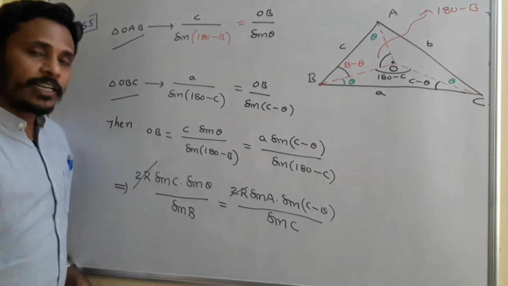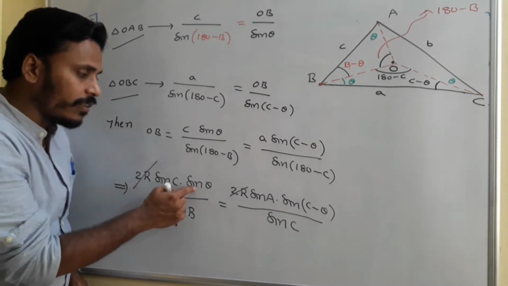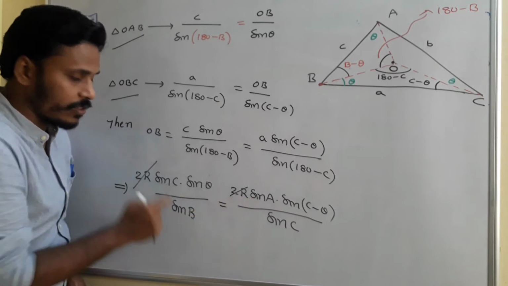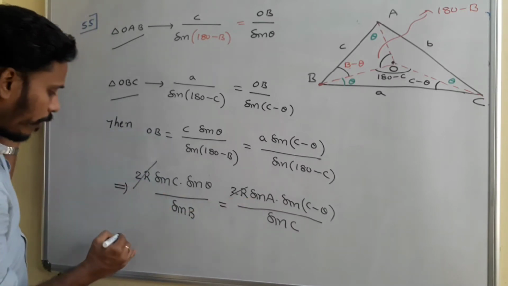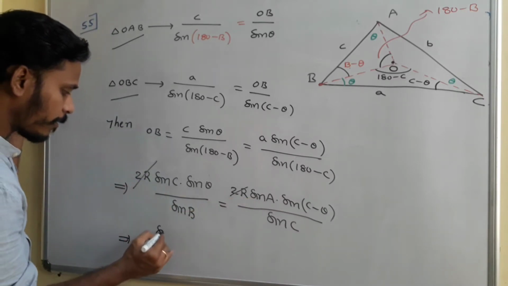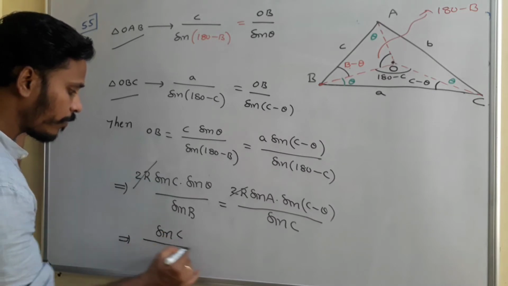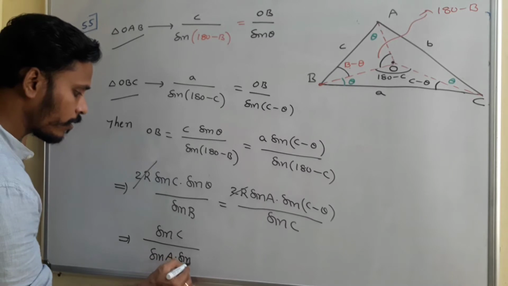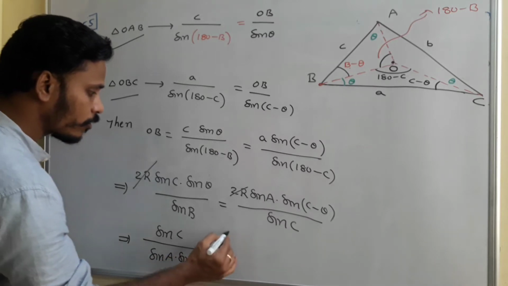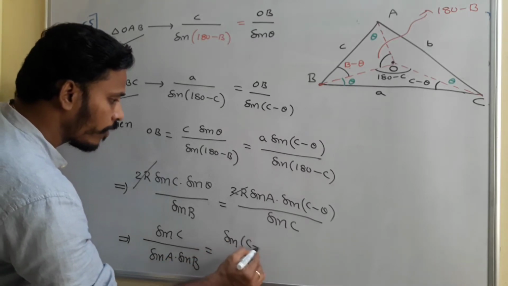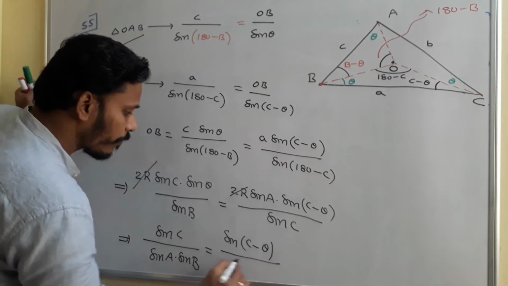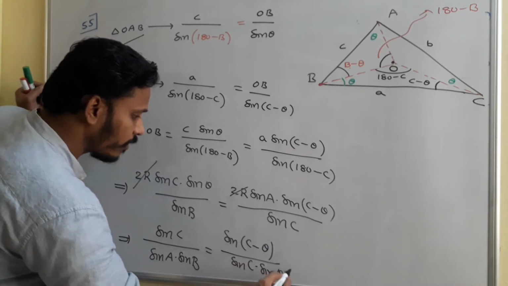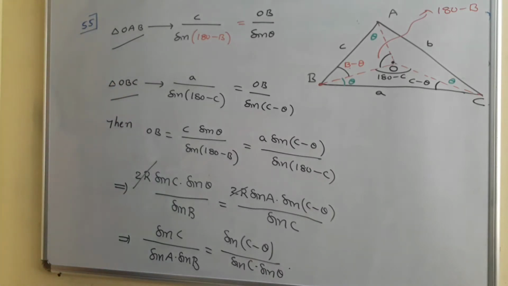Okay, and next what we need to do? You just send this sine theta that side, because theta is there, and sine a this side. In the next step it will become like this. This implies sine c divided by sine a into sine b is equal to sine of c minus theta divided by sine c into sine theta. Just have a look, is there anything wrong?